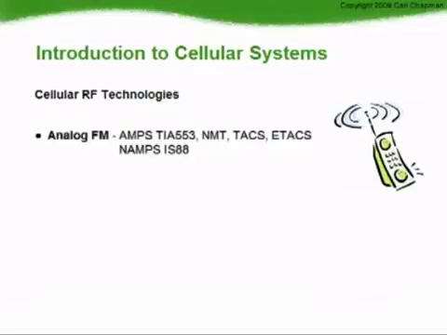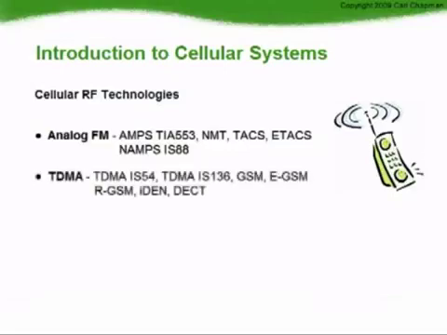Analog FM is the original cellular technology. Most analog systems are no longer operating, with their spectrum reused for newer digital systems, but they may still occasionally be found in some third-world countries. The protocols that used analog technology were AMPS or TIA 553, NMT, TACS and NAMPS or IS-88.